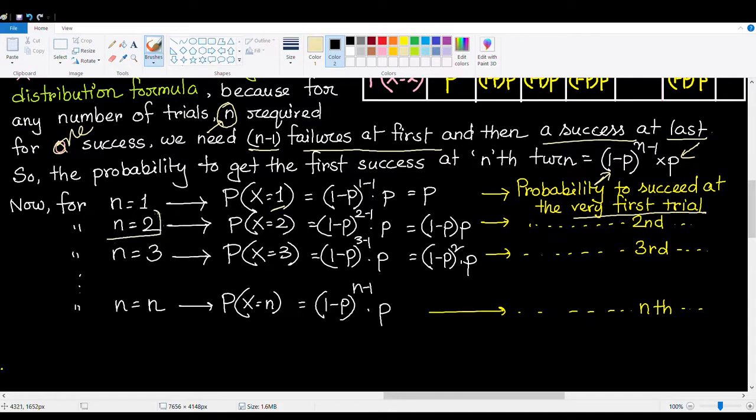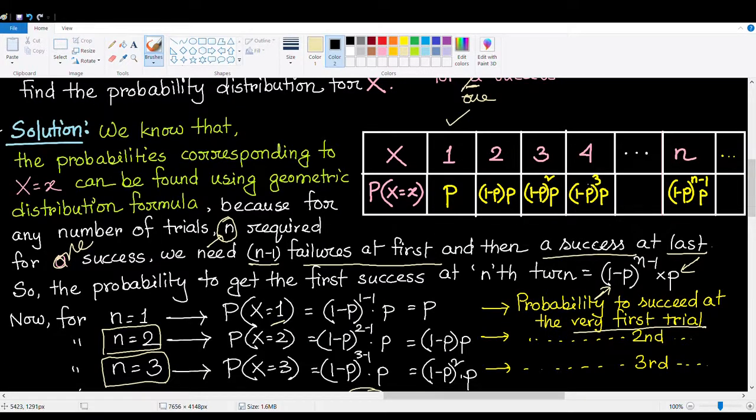Now for n equals to 2, what is P of X equals to 2? P of X equals to 2 means what is the probability that you are required to run 2 experiments to see the first success. So you see (1 minus p) times p is the probability to succeed at the second trial. Therefore, n equals to 3 will give us the value (1 minus p) squared times p. Similarly, for any number of trials n, we get (1 minus p) to the power n minus 1 times p. Now putting these probabilities here in the table, we'll get the distribution. Okay, so I hope you understood distribution well.